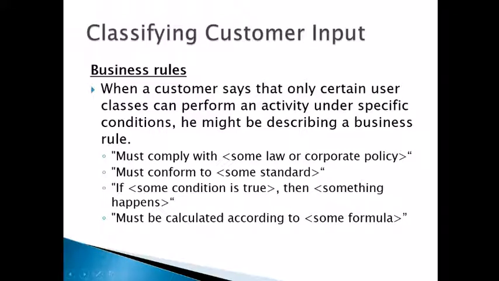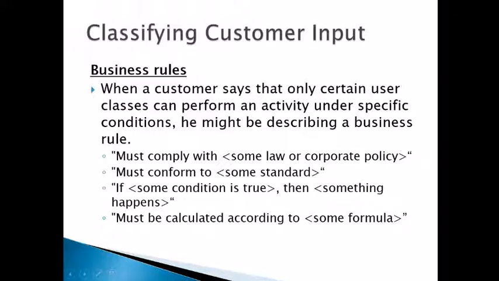So depending on the specific conditions this business rule applies, that professors have access to go to the lab on Saturday and Sunday, but as a PhD student I couldn't go to the laboratory on Saturday and Sunday due to some security reasons. So it must comply with some law or corporate policy: this is the corporate policy, Monday to Friday for students, Monday to Sunday for the professors. Must conform to some standard.